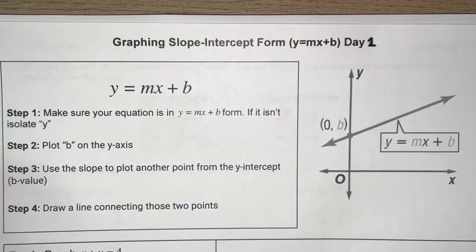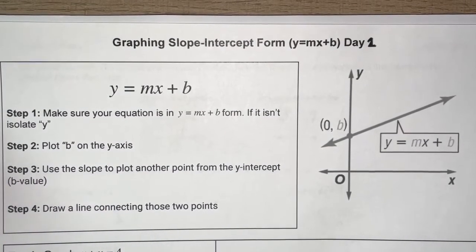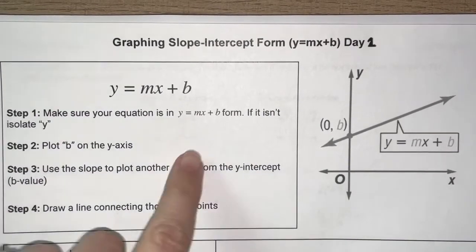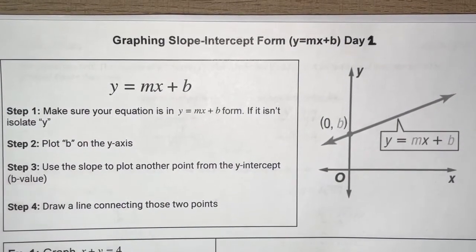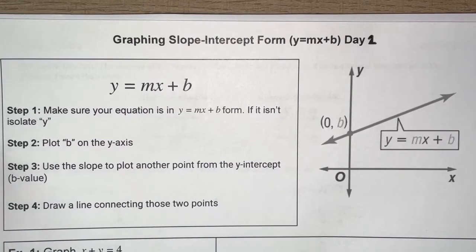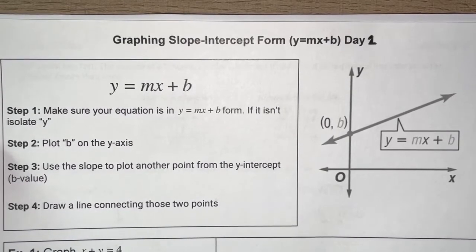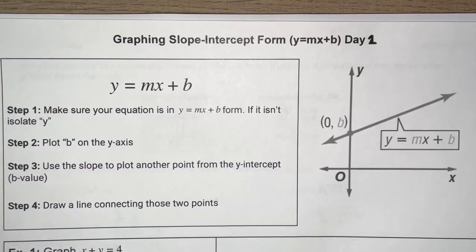So step 1, make sure your equation is in y equals mx plus b form. If it isn't, we need to solve for y, isolate y to get it by itself and in this order. And then step 2, 3, and 4 end up being the same steps as the previous day. So step 2, plot b on the y-axis. Step 3, use the slope to plot another point from the y-intercept, which is our b value. And then step 4, draw a line connecting those 2 points.